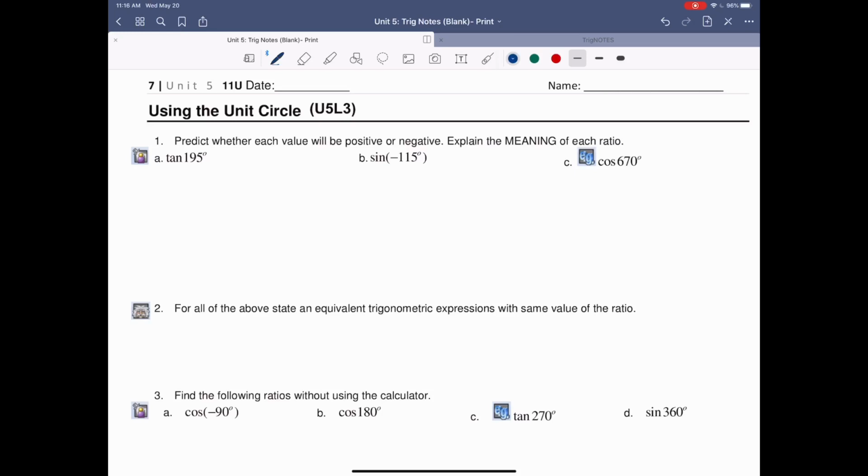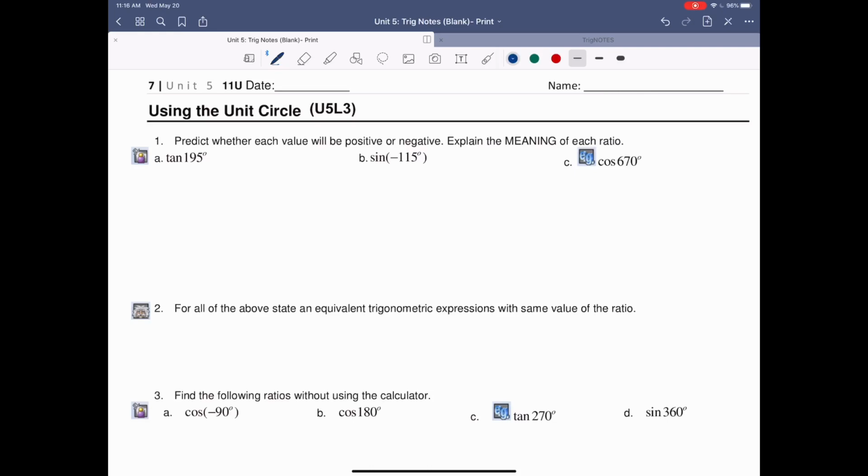Question 1 says, predict whether each value will be positive or negative. Explain the meaning of each ratio. So it's important that you know how to use a calculator in this, to verify or to actually get the value, which is often not exact. Meanwhile, also being able to interpret what's going on, and that's why we're going through this prediction method.